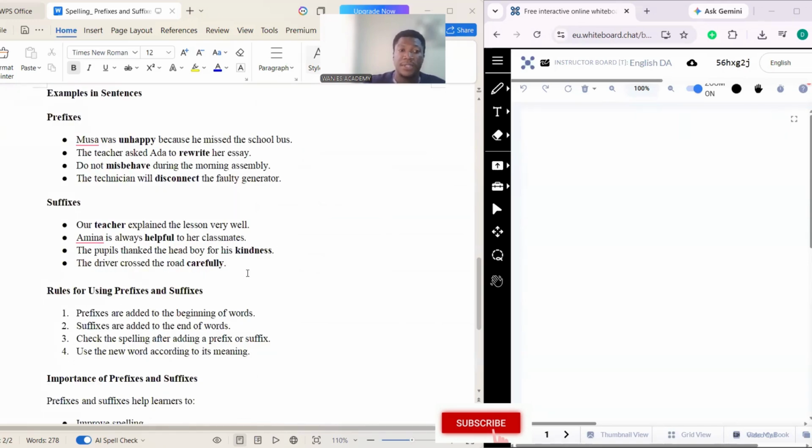And then for suffixes: our teacher explained the lesson very well. Amina is always helpful to her classmates. The pupils thanked the boy for his kindness, and the driver crossed the road carefully.